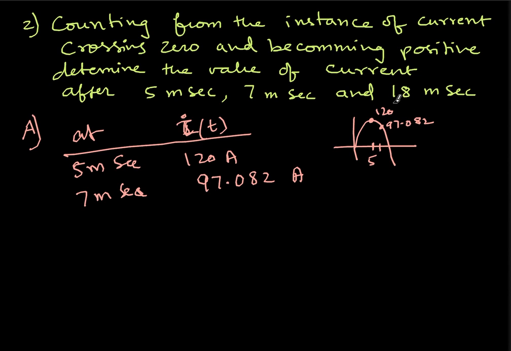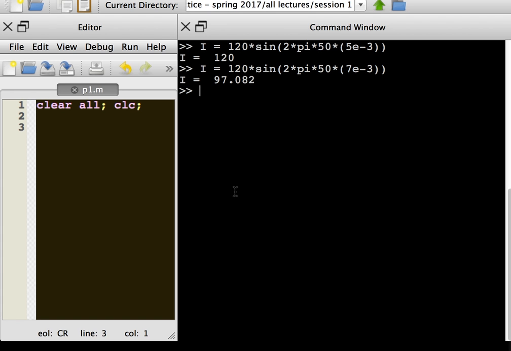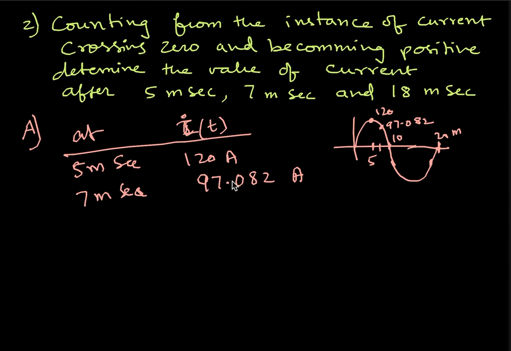Now what happens at 18 milliseconds? You know at 10 milliseconds we are going to touch 0. Then we are going negative, and at 20 milliseconds we are going to again 0. So at 18 milliseconds we expect something like a negative value. Let's come back here, and I just change the value to 18 milliseconds. As expected, I'm getting minus 70.5. So let me write that. At 18 milliseconds, I get minus 70.5 amperes.